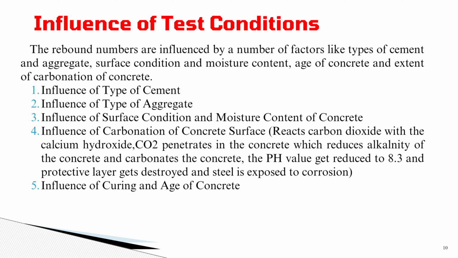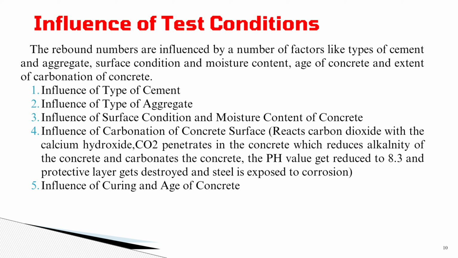Now, influence of test conditions. The rebound numbers are influenced by a number of factors. First is the influence of type of cement. Concrete made with high alumina cement can give strength 100% higher than that with ordinary Portland cement. Concrete made with supersulfated cement can give 50% lower strength than that with ordinary Portland cement.